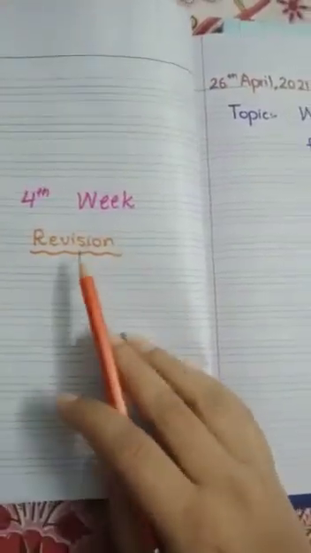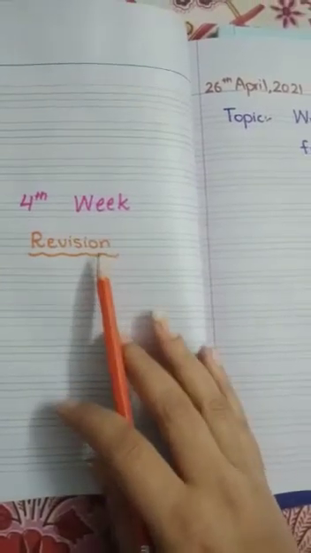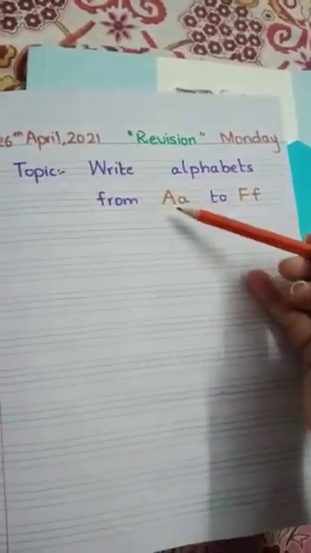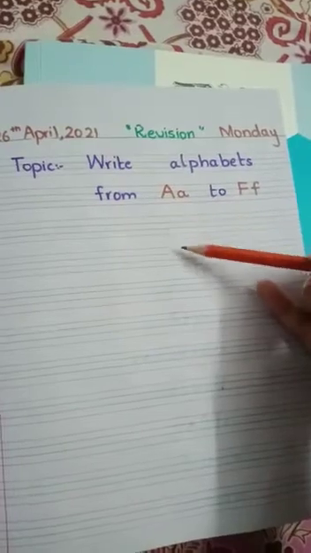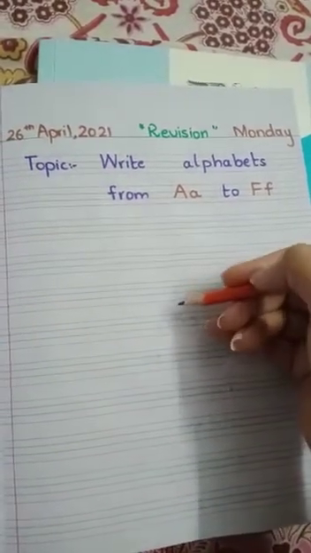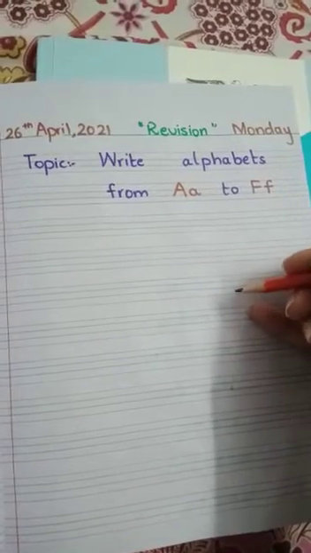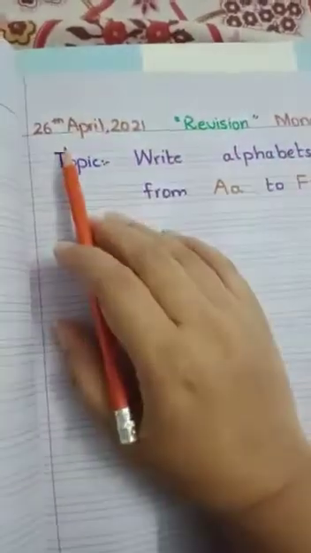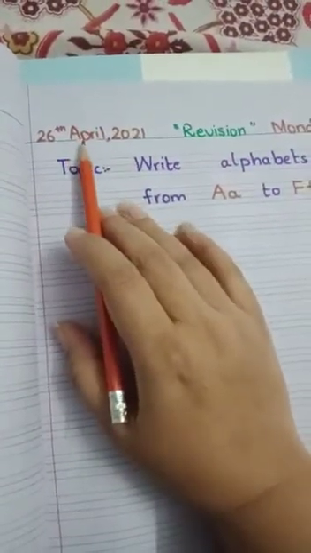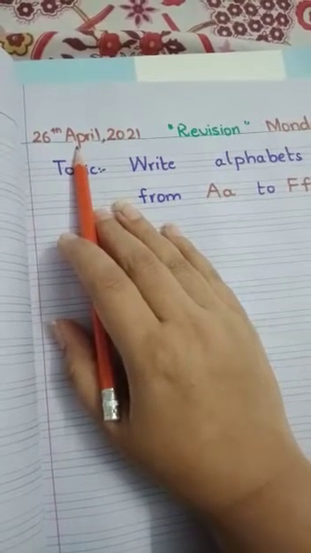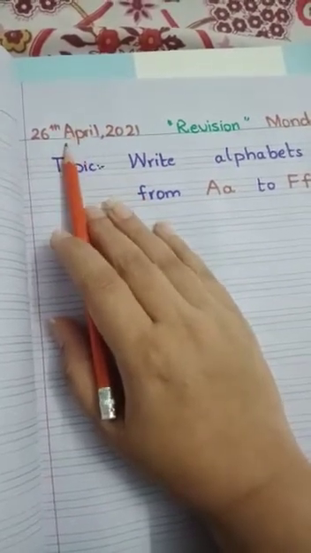Now today is your fourth week work and we are going to revise our alphabets. You have to write here capital A, capital B, capital C, capital D, capital E, and so on. Okay? What is this? This is day. Yes, this is date. Very good.